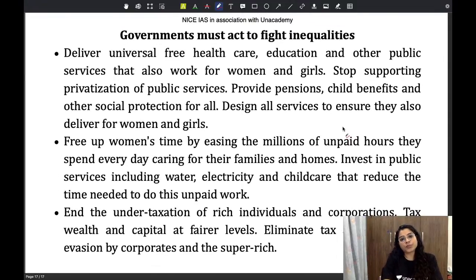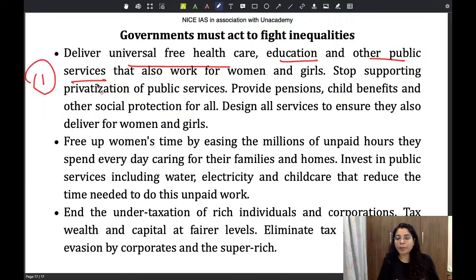Now talking about the solution. What governments can do and how governments can fight these inequalities. Whatever you have read and understood till now, you will address these problems. You will say that if we address these problems, we can have a solution. We can fight these inequalities. So the first one is you deliver universal free healthcare, education, and other public services. Again, if you go back and see Amartya Sen's argument of developing the capabilities, if you have equal access to health, if you have better access to education, you can develop your capabilities. So the first standpoint is, provide healthcare, provide education, so that people can develop.